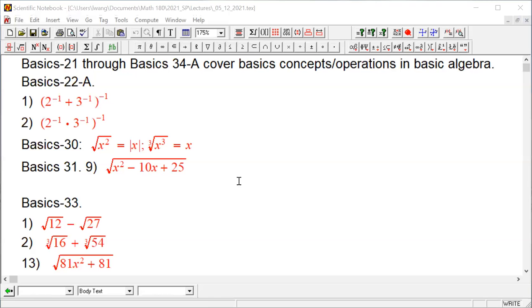Are you guys still working on it? Keep going. The first 2.